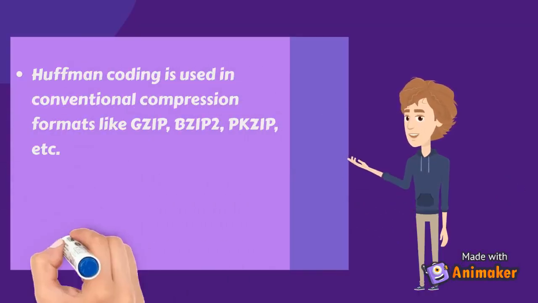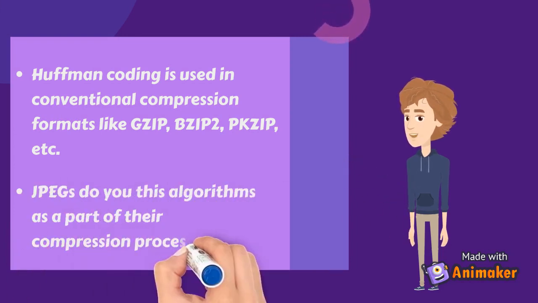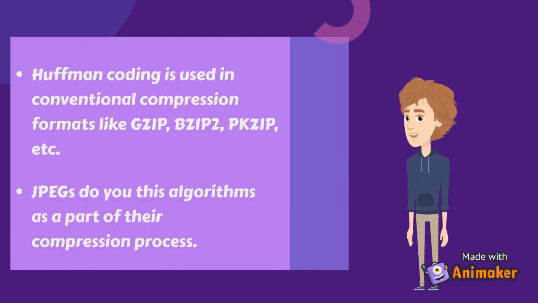Huffman coding is used in conventional compression formats like gzip, bzip2 and pkzip and many others. JPEGs do use this algorithm as a part of their compression process.